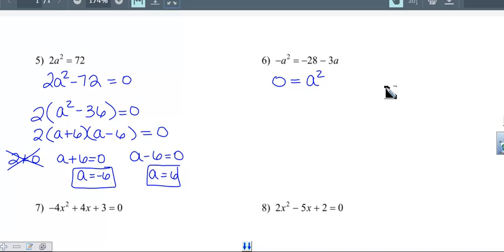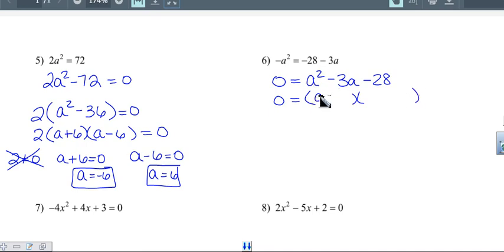But notice, before I write this down, I want to make sure that I am writing them in quadratic form. The squared term will be first, then I'm going to write negative 3a because that's my linear term, and then I'll write negative 28 because that's my constant. Now I can factor it into 2 parentheses.